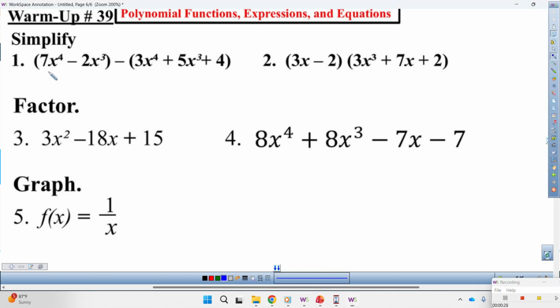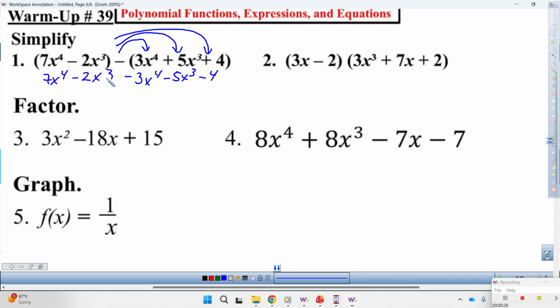So, number one, by now you should know that this negative in between the two parentheses distributes to the right. Is that correct? So that means we get negative 3x to the fourth, minus, put a plus, minus 5x to the third minus 4. From there, once you distribute that, you just bring the first parentheses down. 7x to the fourth minus 2x cubed. So far, so good, yes?